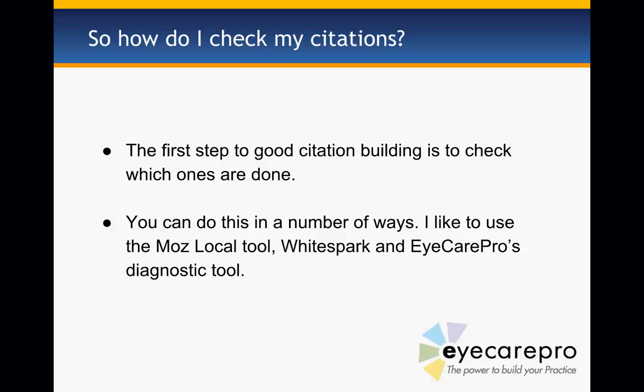So the first step of a good citation building is to check, obviously, which ones are actually done. Sometimes we'll get a client and either we've done the work or the client themselves may have paid for Yahoo or Yelp or something. So we want to check what's actually out there. What are we working with? So we can do this a number of ways. I like to use the Moz Local, sometimes WhiteSparks, and EyeCarePro has a diagnostic tool.